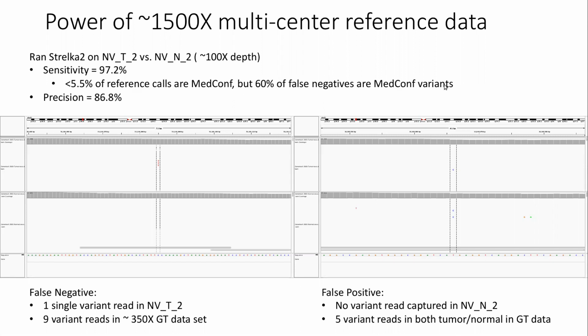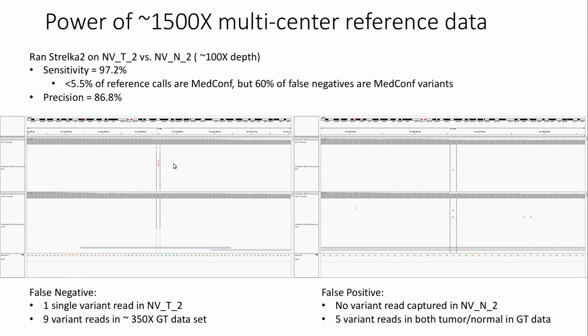Now you're wondering, is it because those are actually false positives in the reference call set, or they're false negatives in this particular data set? After examining what those calls are, I can say with confidence that they are false negatives in this particular data set. And here is an example.